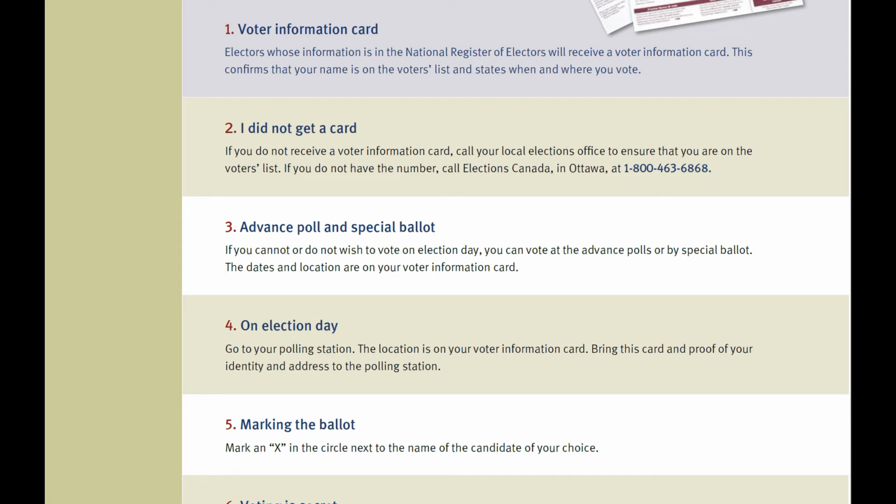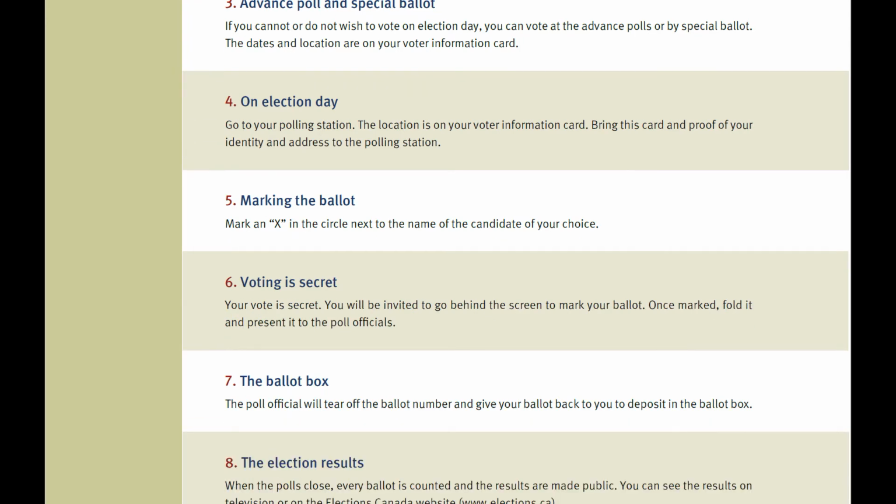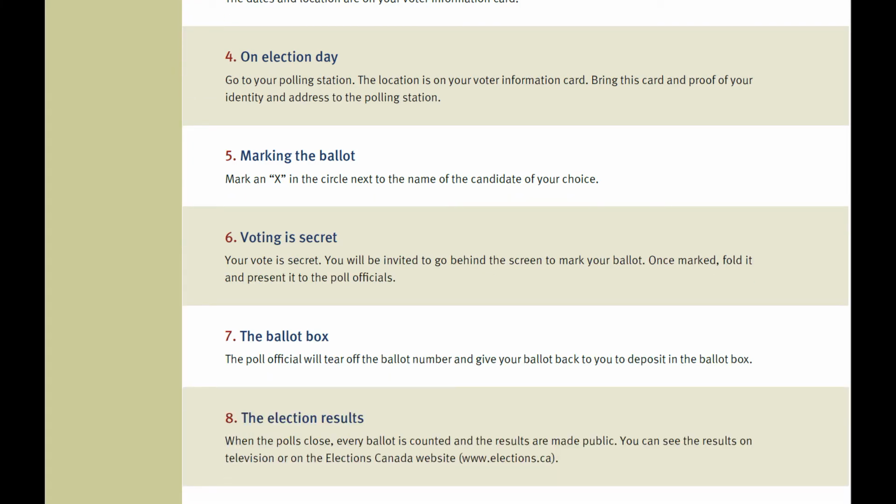On Election Day, go to your polling station. The location is on your voter information card. Bring this card and proof of your identity and address to the polling station. To mark your ballot, mark an X in the circle next to the name of the candidate of your choice. Your vote is secret. You will be invited to go behind the screen to mark your ballot. Once marked, fold it and present it to the poll officials. At the ballot box, the poll official will tear off the ballot number and give your ballot back to you to deposit in the ballot box.